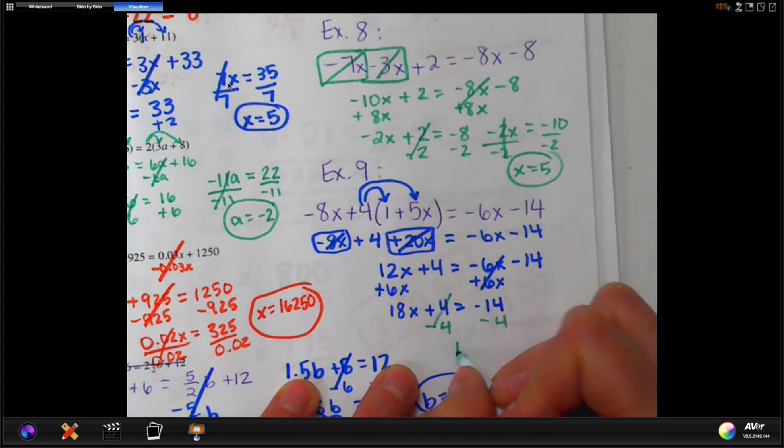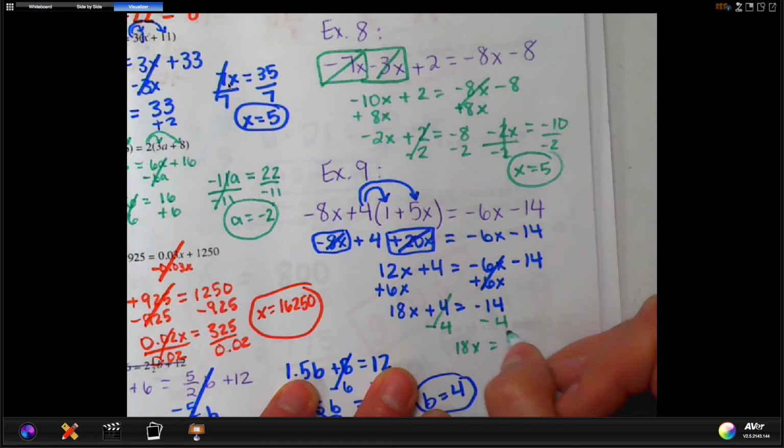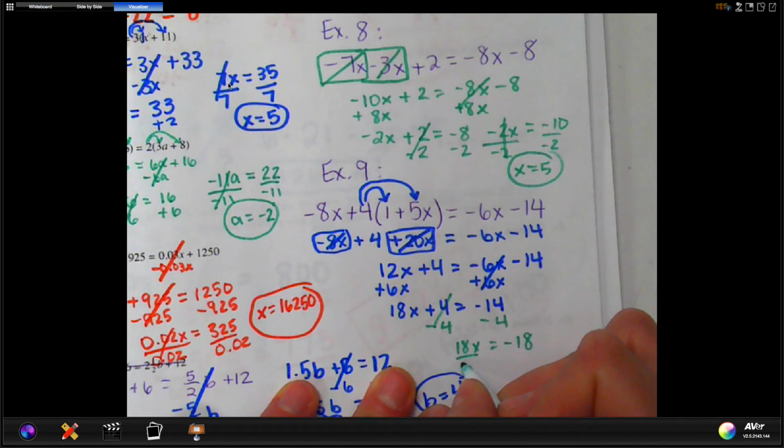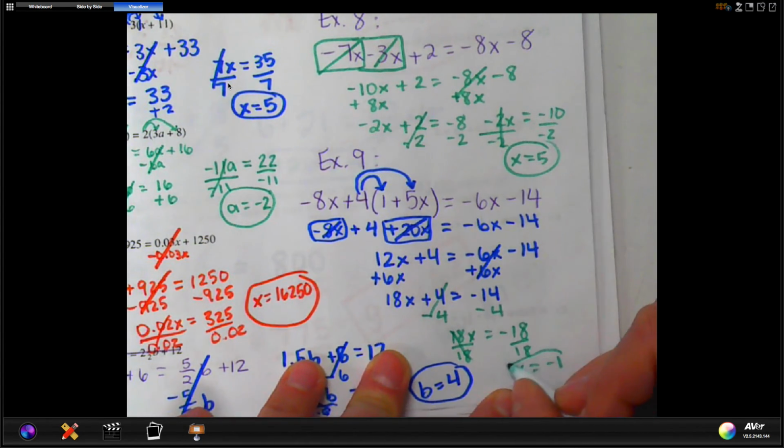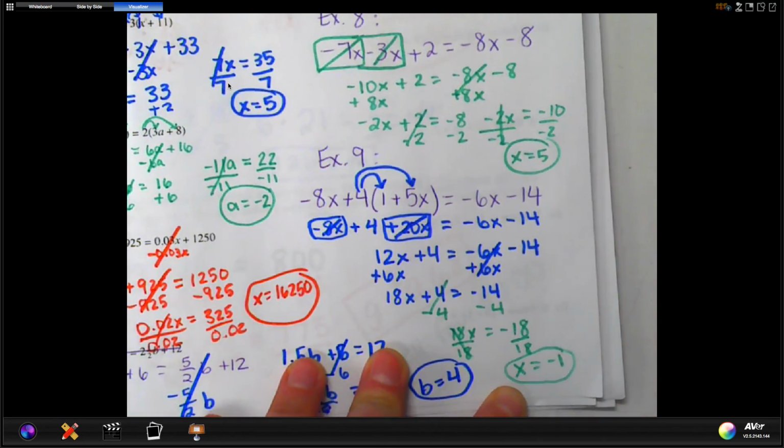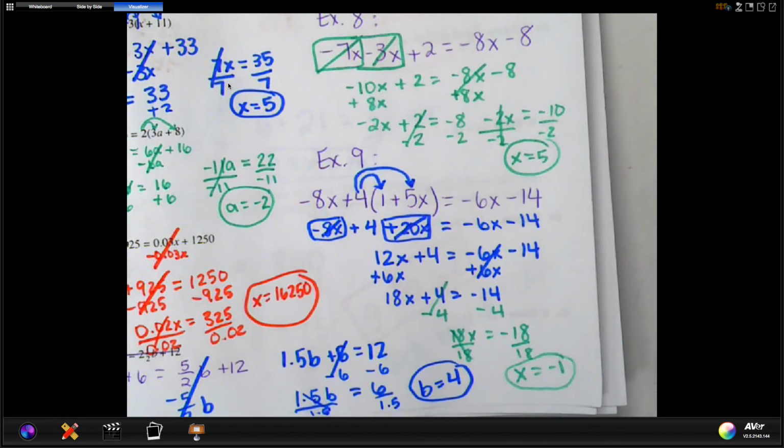Bring down 18x equal negative 14 minus 4 is negative 18. And the last step would be to divide by 18. And we get x equal negative 1 as our final answer. Whew. Okay, so hopefully that covers everything you need to know about variables on both sides of the equation.